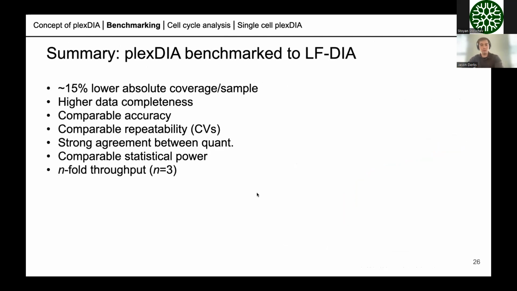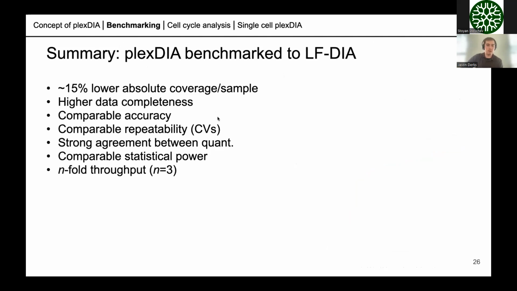So to summarize, what we found in the benchmarking is that with plexDIA, you're going to get maybe a little bit lower coverage per sample. This is also something that you find with pretty much any labeling approach, that you tend to identify things to a lesser degree than you would if it was label-free. And some of this might be side reactions. But we can make up for this by running samples in parallel because we can have higher data completeness.